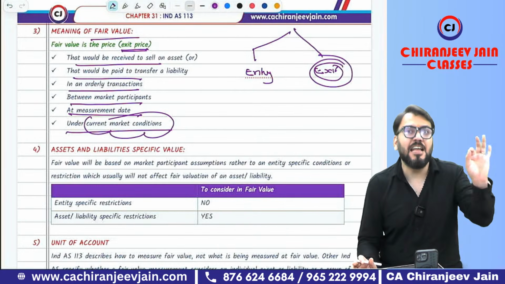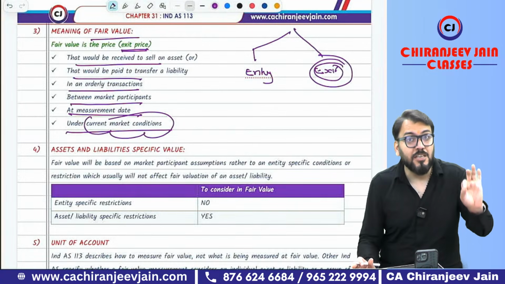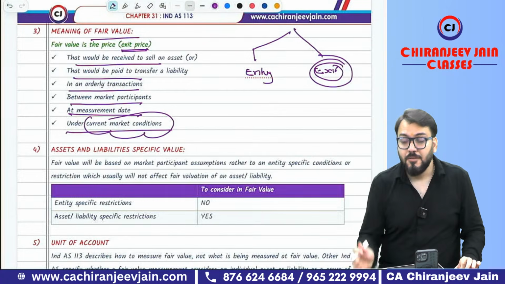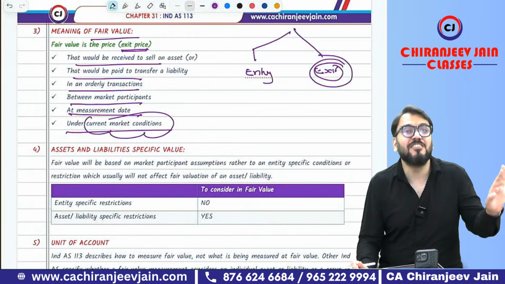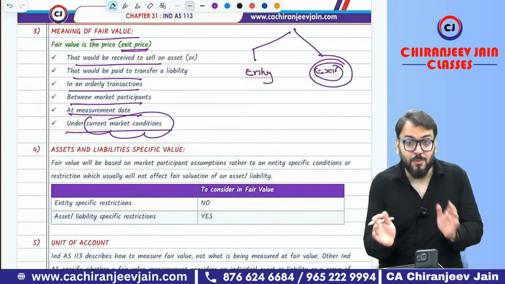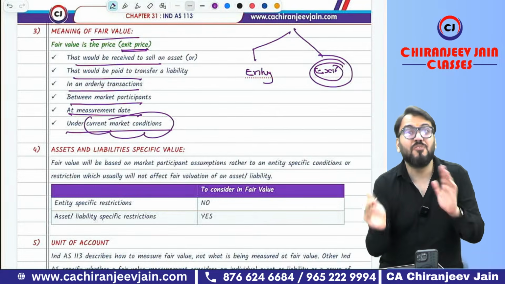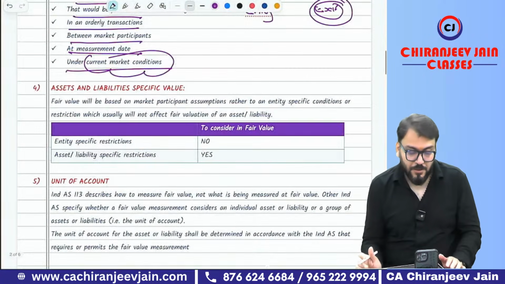For example, when I say NRV, what is the difference between NRV and fair value? NRV is totally measured based on the entity's condition, the entity's restriction. But fair value is not based on the entity's restriction. Fair value is based on market condition. Got this point? This is the difference between NRV and fair value. So NRV and fair value are 2 different terms. Chalega? Yes, sir.